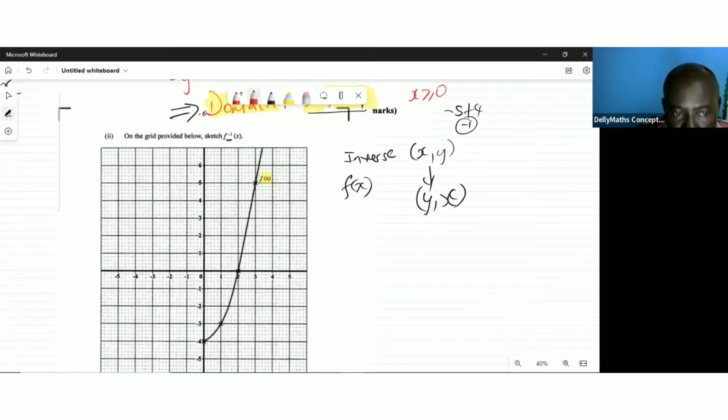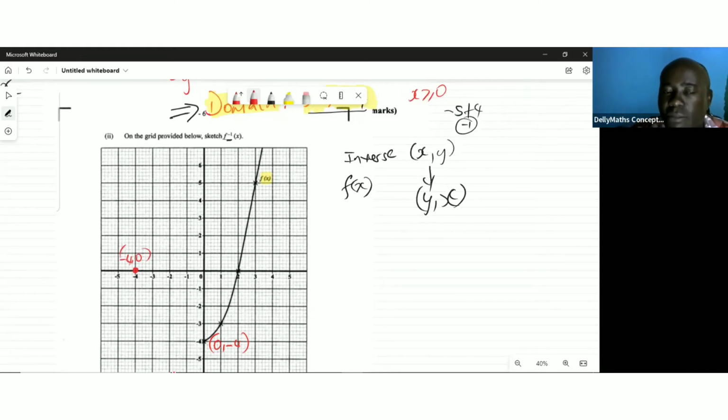For example, this point here is 0, negative 4. The point matching this is going to be negative 4, 0 right here. I want you to understand the point I'm making.